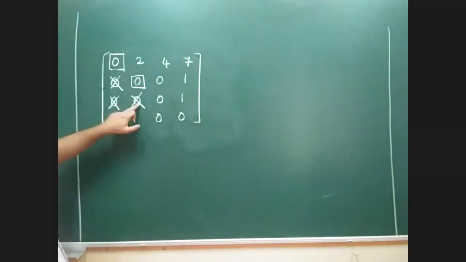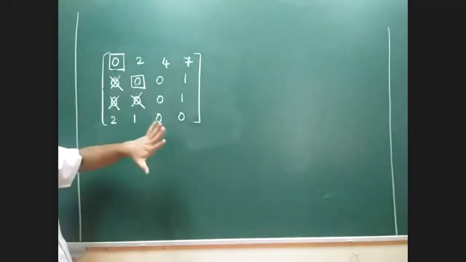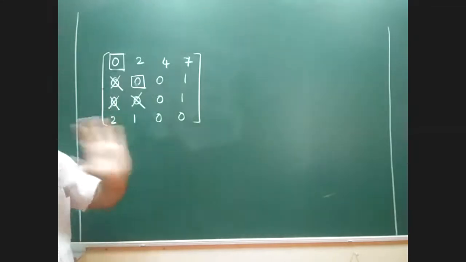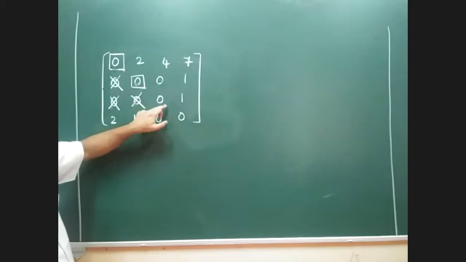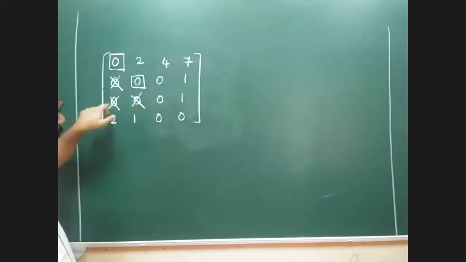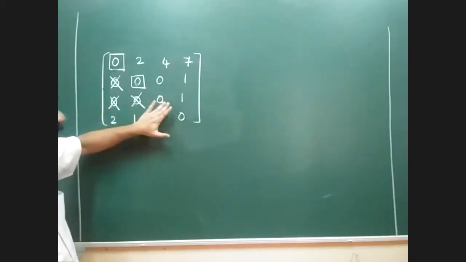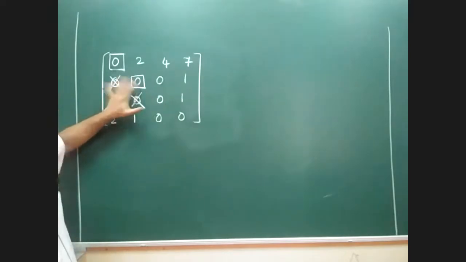Now, when do you block? In the remaining rows, at least one zero should remain. If I am blocking this zero, you can see still one more zero is available. That means this row will still have an option of giving an allocation. So this step is acceptable.